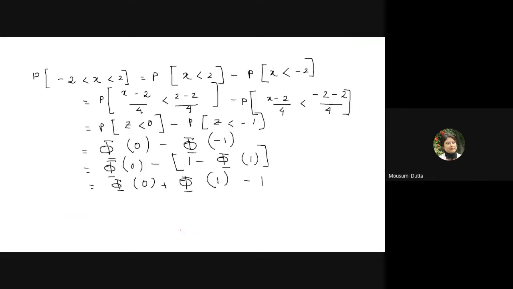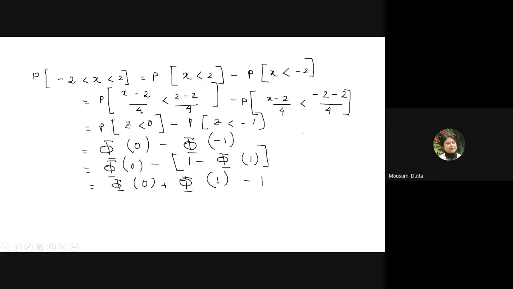Next problem is to find the probability of x in the range between minus 2 and plus 2. So what I am doing: probability of x less than b, the highest value, minus probability of x less than minus 2. That will give me the value between minus 2 and plus 2.